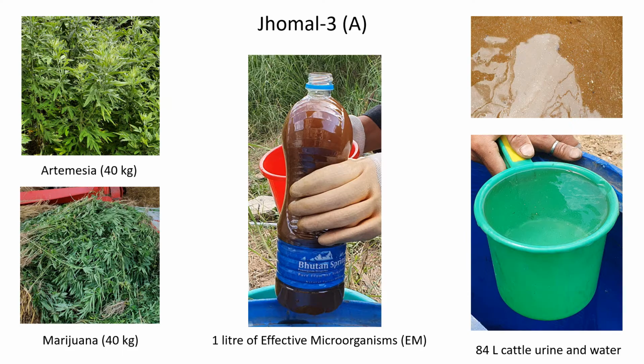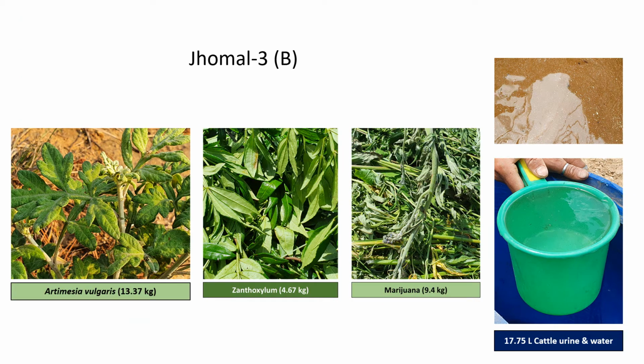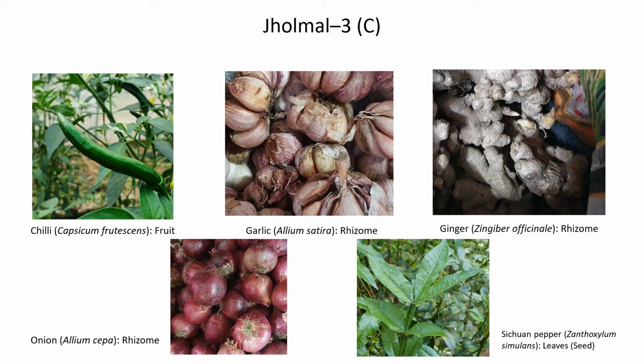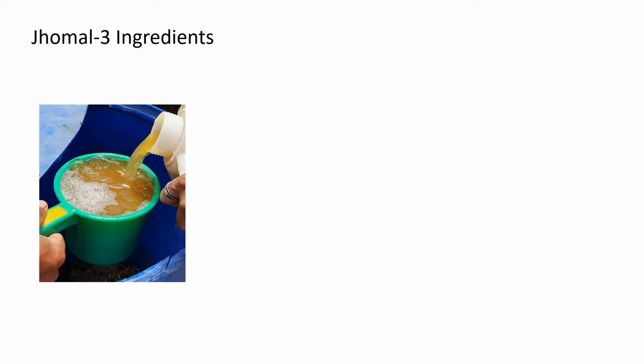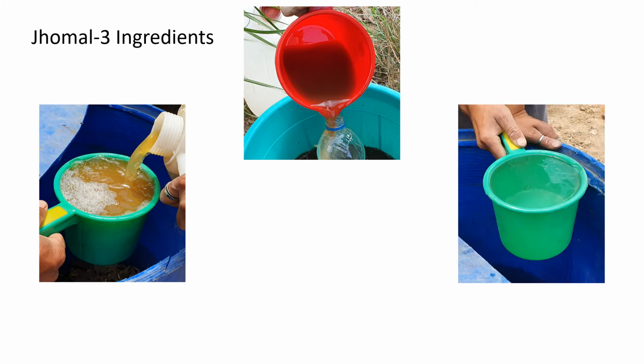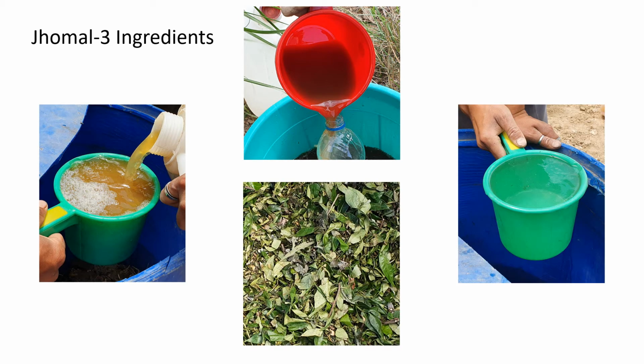vegetable crops. Jholmal 3. Many variations of Jholmal 3 can be made depending on the green ingredients used. In this video, I will be showing 3 slightly different solutions. If you are interested and do not have these plants at your disposal, you could still play around with other plants and their ratios. Jholmal 3 ingredients: animal urine, effective microorganisms, water, and green plant materials.